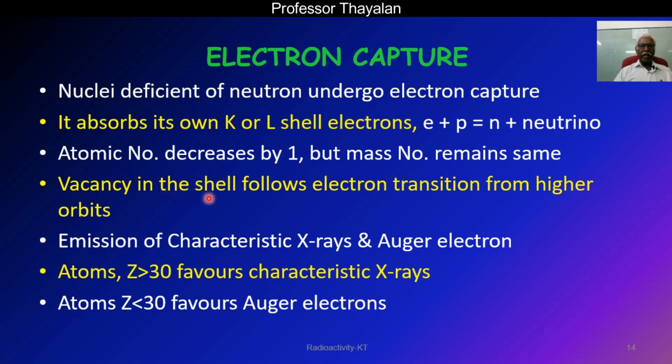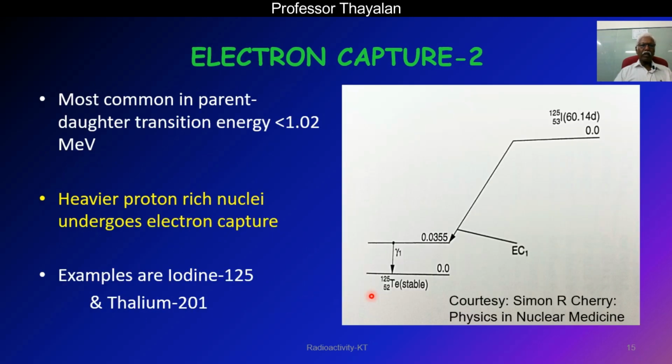The vacancy in the K shell is followed by electron transition from a higher orbit, which leads to emission of characteristic X-rays and Auger electrons. Atoms with atomic number greater than 30 always favor characteristic X-rays, whereas atoms less than 30 always favor Auger electrons. This is an example of electron capture.